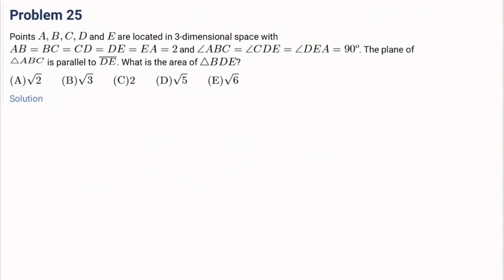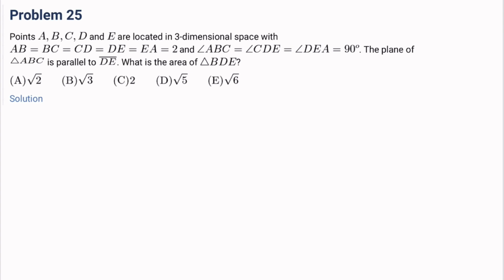Number 25. Points A, B, C, D, and E are located in a three-dimensional space with AB equals BC equals CD equals DE equals EA equals 2, and angle ABC equals angle CDE equals angle DEA equals 90 degrees. The plane of ABC is parallel to DE. What is the area of BDE?